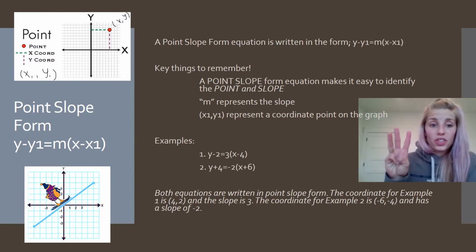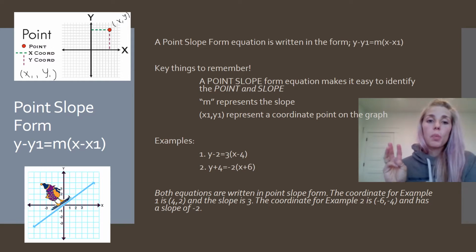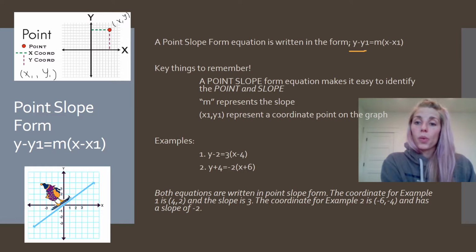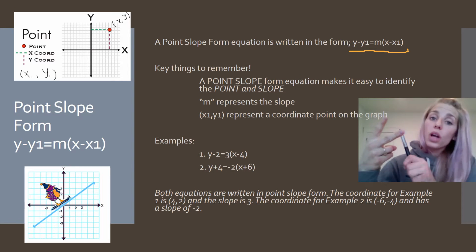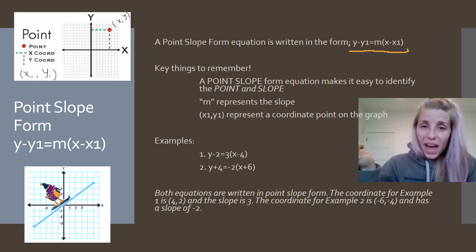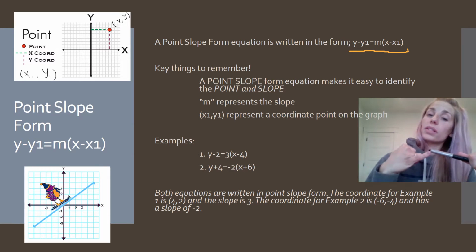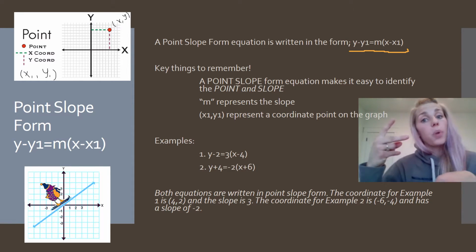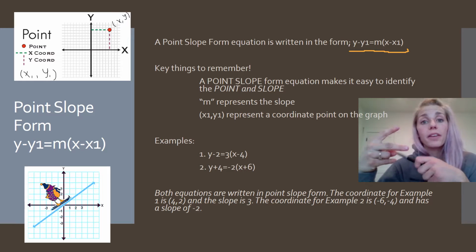The third form of the equation that we are going to talk about is point-slope form. Point-slope form is an equation written in the form y minus y1 equals m times x minus x1. Here's some key things to remember. A point-slope form equation makes it easy to identify the point and a slope of a line or graph. Now, like I've said, we don't try to trick you in math. This is pretty self-explanatory. A slope-intercept form identifies the slope and the y-intercept just by looking at the equation, and a point-slope form does the same thing. It helps you identify the point and the slope of a line.